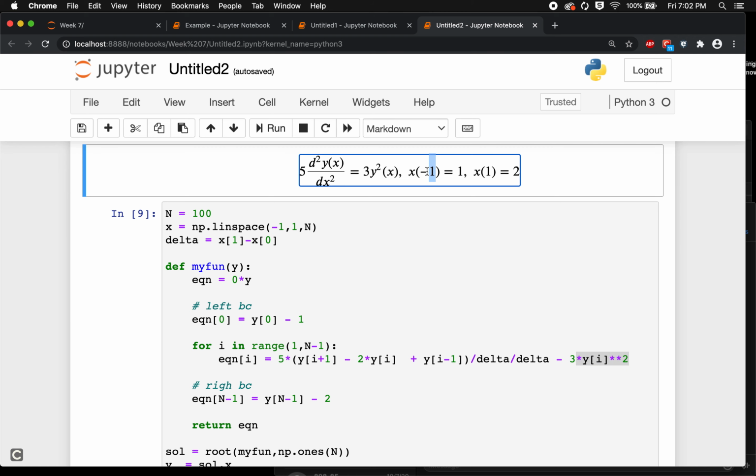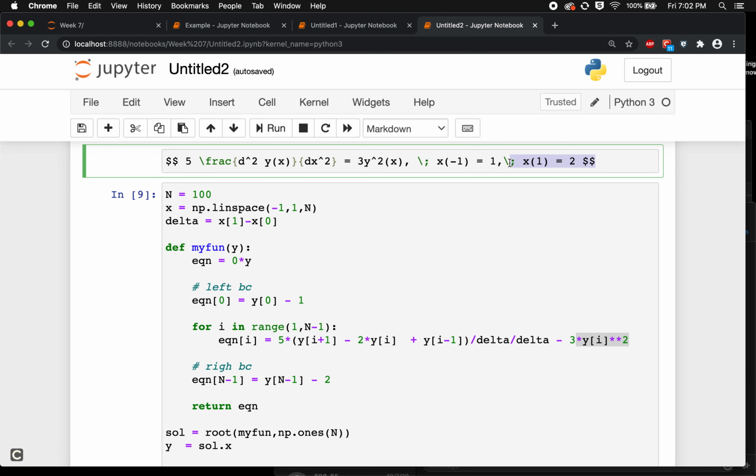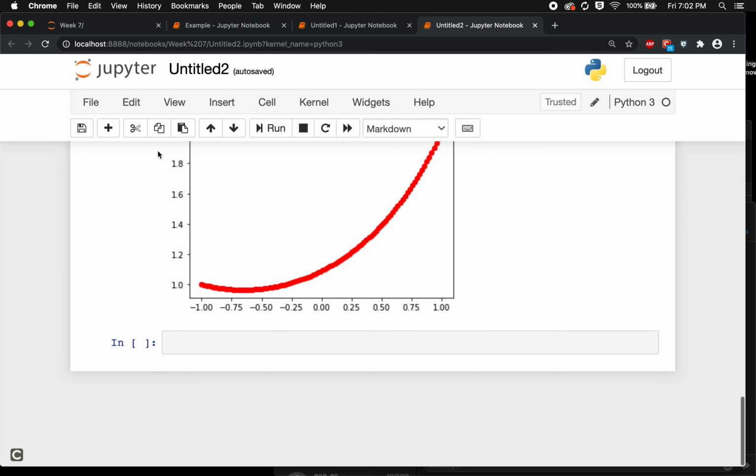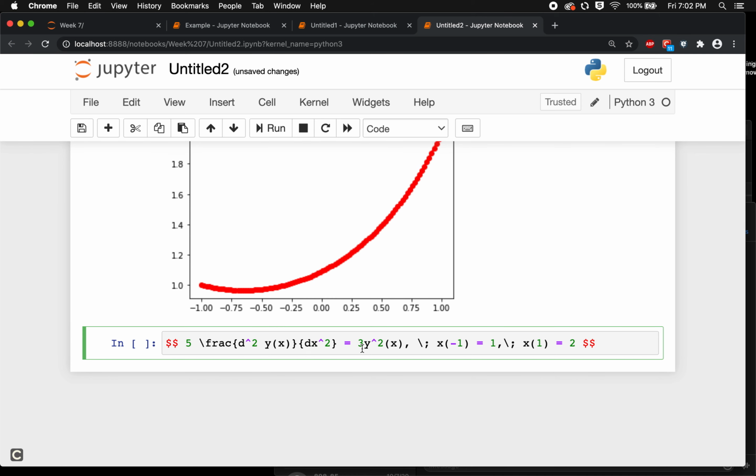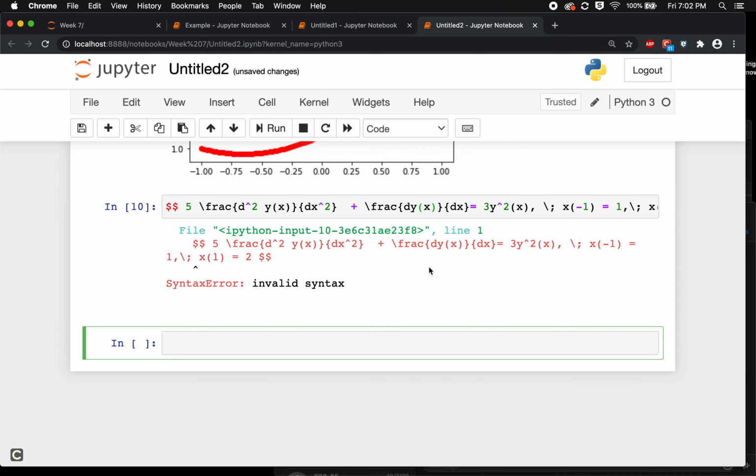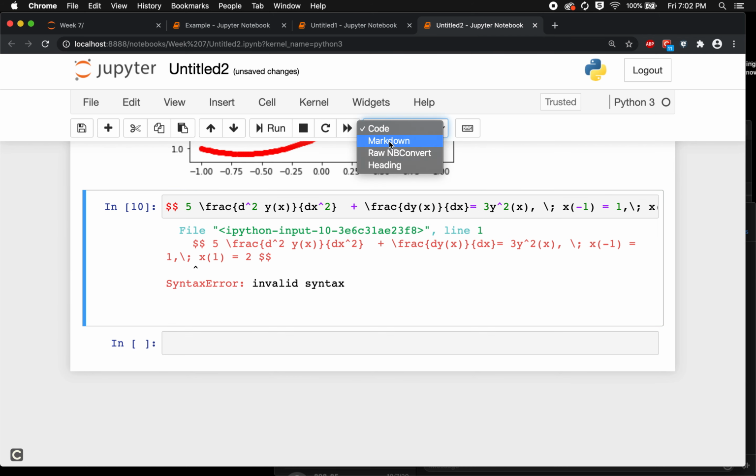So let me do one more problem. Let me grab this and come back down here. Maybe we want to add another thing here. So let's just do dy of x dx, and I have no idea what this equation means, but I'm just adding a first derivative here, and let's see if we can solve this equation. I have to make this markdown.